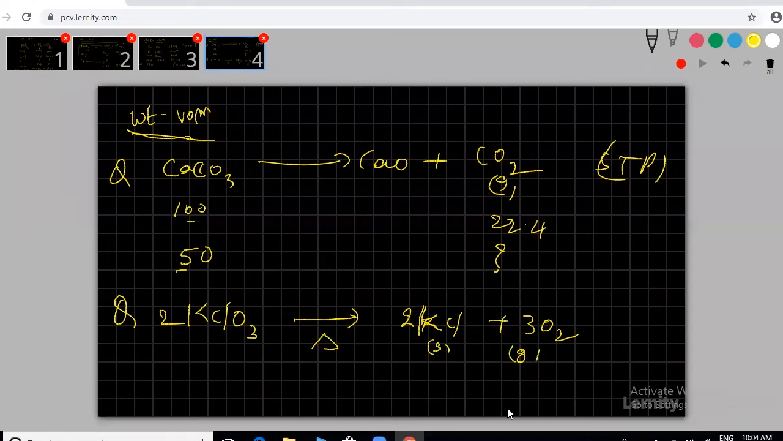Now the question is simple. If I want to get 11.2 liters of oxygen, what is the weight of KClO3? Can anyone solve this question? How much KClO3 should be heated to get 11.2 liters of oxygen?